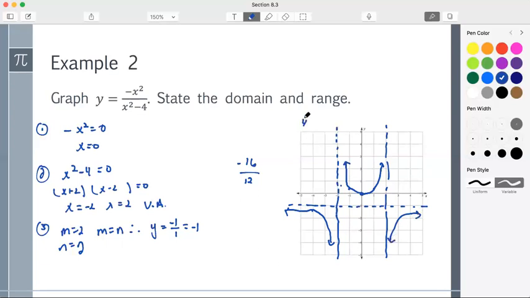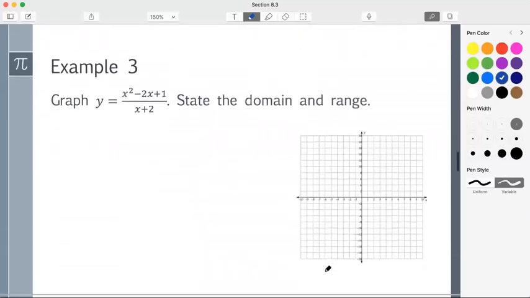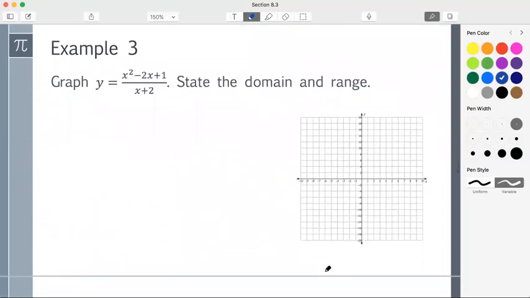So there is step 4, really. You can always plug in points on either side of your vertical asymptote. Plug in as many points as you want to figure out where the graph goes, tying together that we know that the hyperbola will always approach those asymptotes. Okay. So example 3, we do the exact same thing.